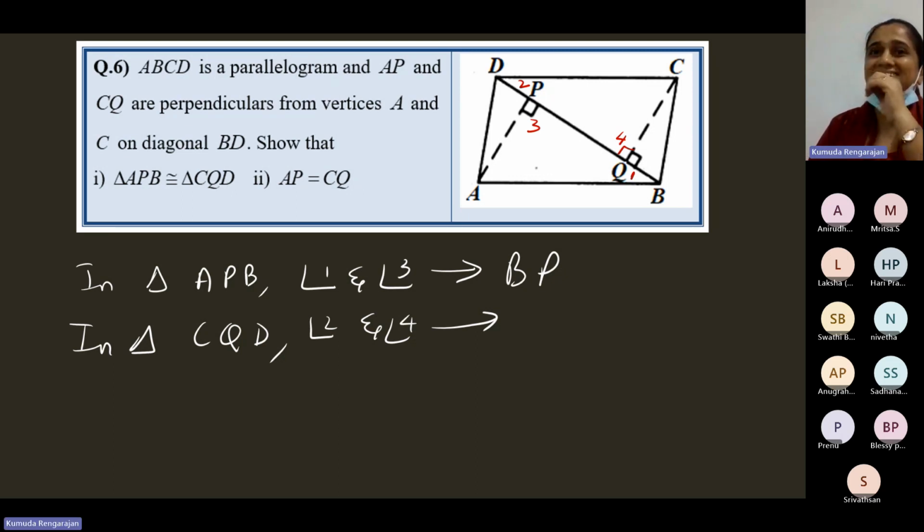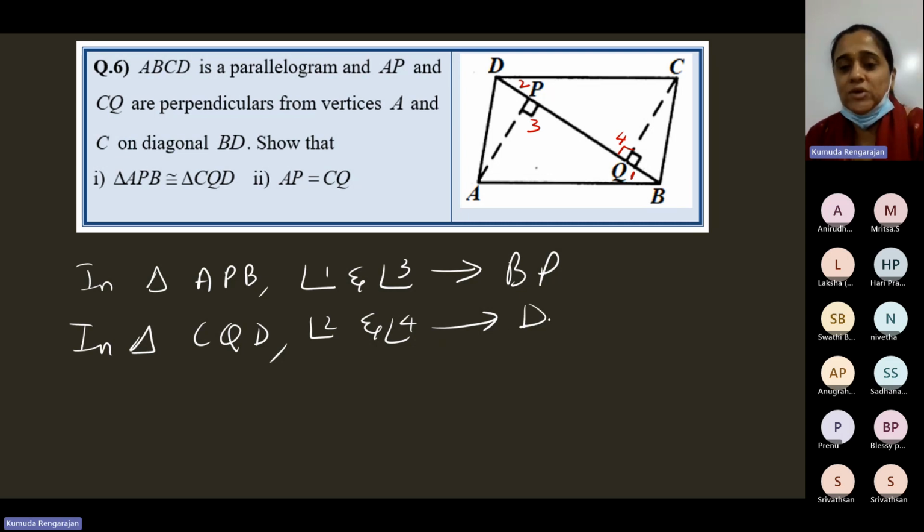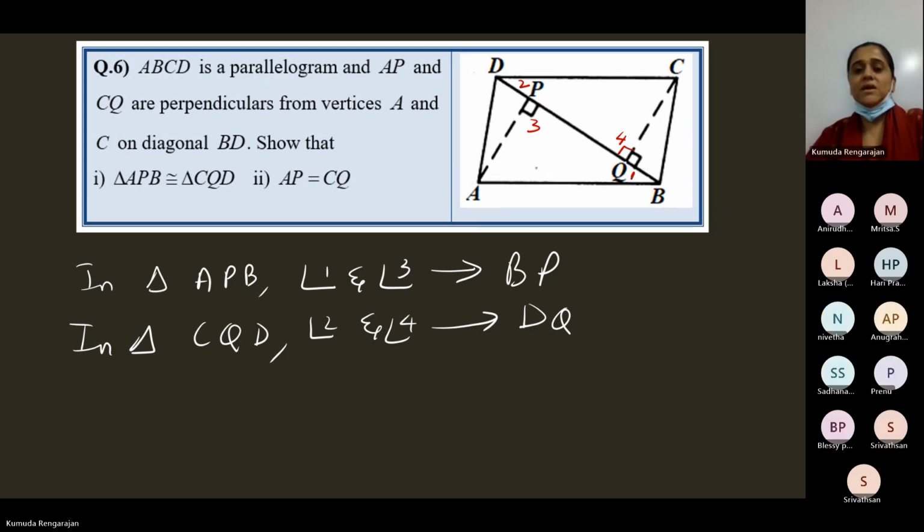Angle. Side? D? Yeah, DQ. Where is angle 2 formed? At D. And where is angle 4 formed? At Q. DQ is the included side. But do we have BP equal to DQ? No.